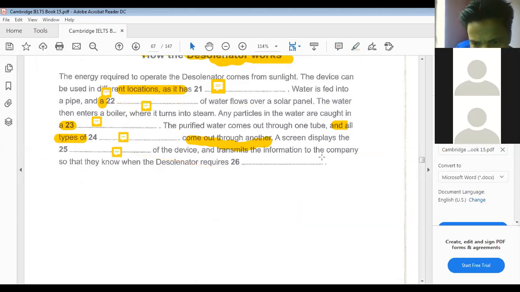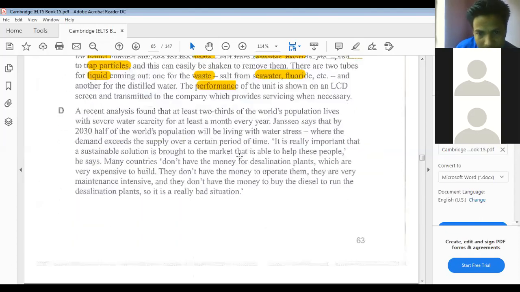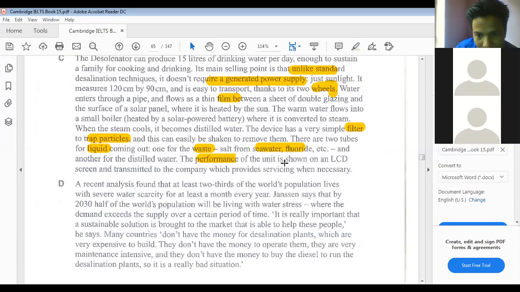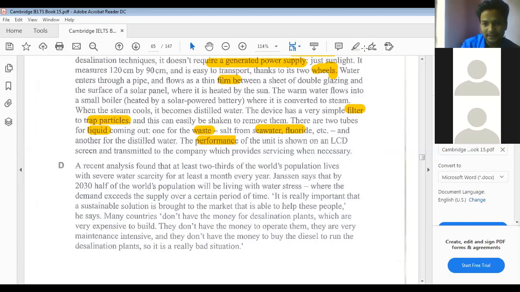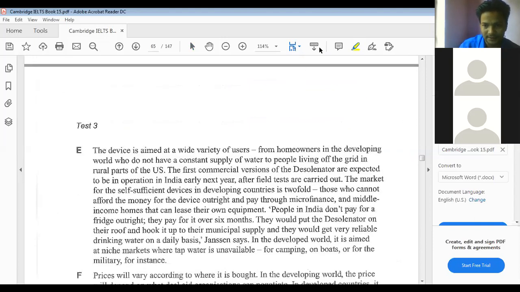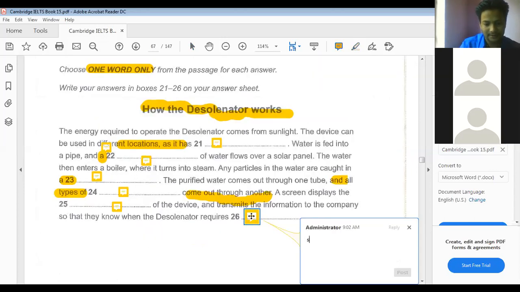The last question is here. It transmits the information to the company so that they know when the desalinator needs servicing. Servicing when necessary. It requires servicing. That's great. Servicing, S-E-R-V-I-C-I-N-G. Great answer. Okay, we have now got the answers.